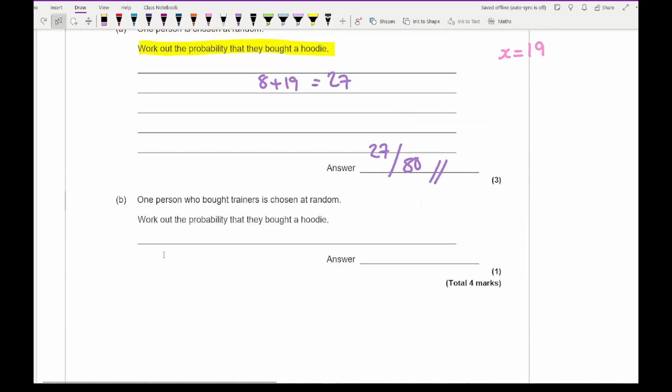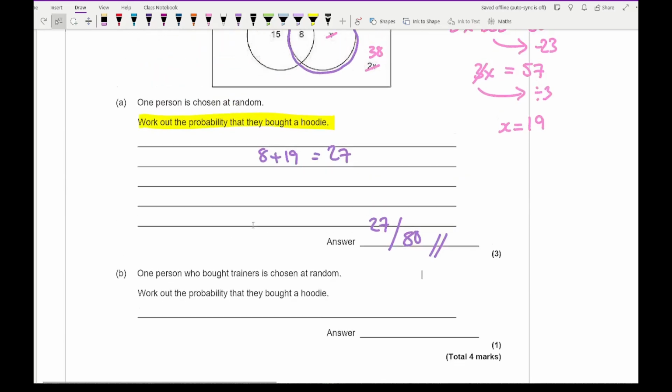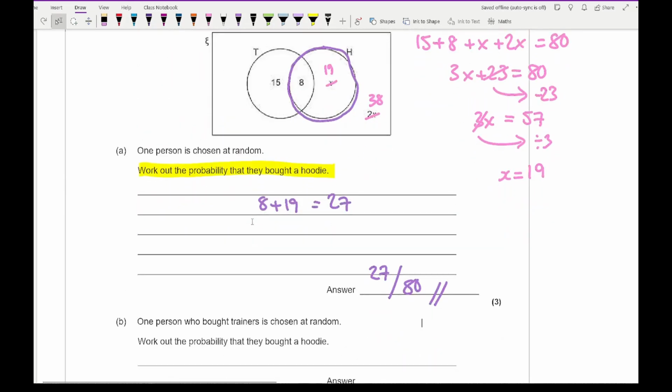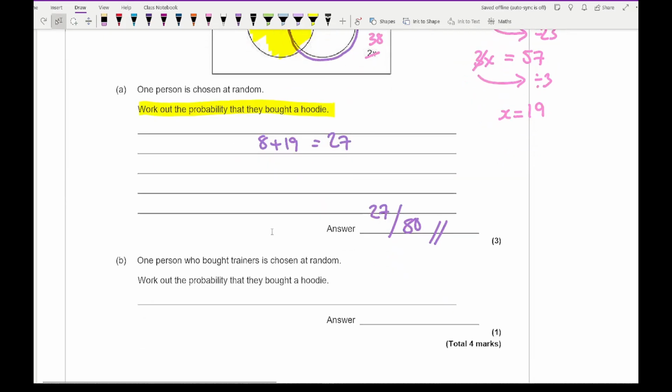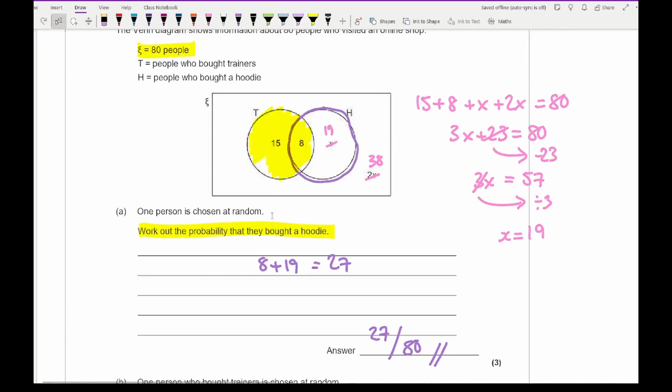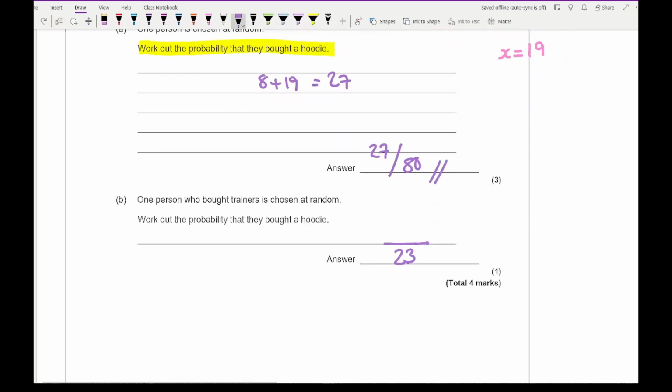Then for B, it says one person who bought trainers is chosen at random. Work out the probability that they bought a hoodie. So the population here is the T circle. So let me just get rid of that poor shading there. So we're looking at just this circle. Now the total number inside that yellow circle is going to be 15 plus 8, which gives me an answer of 23. And out of those 23, how many people bought a hoodie, which is the middle? So that's going to be 8. So the answer then is 8 over 23.